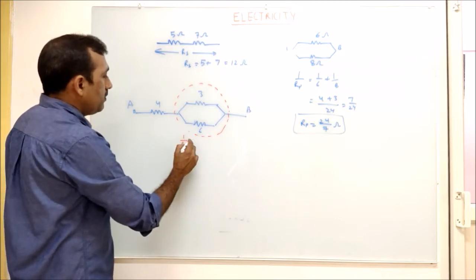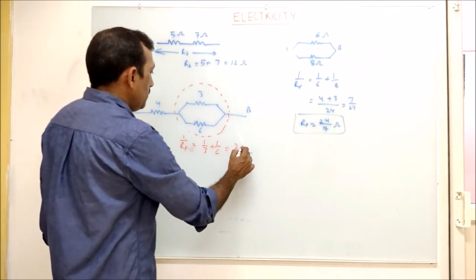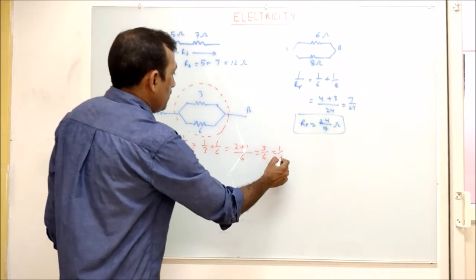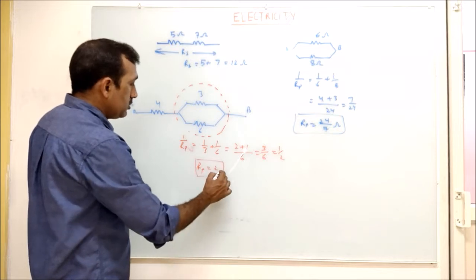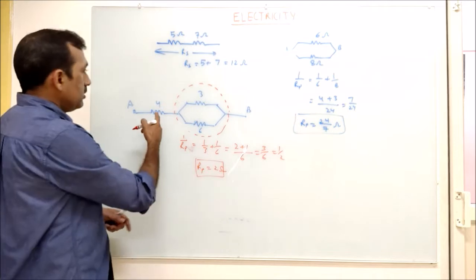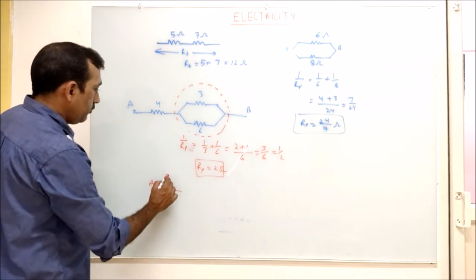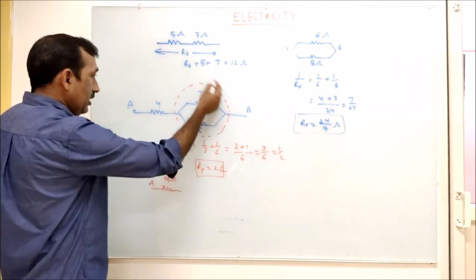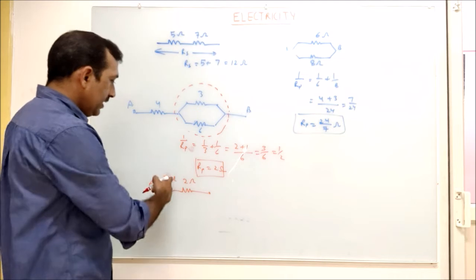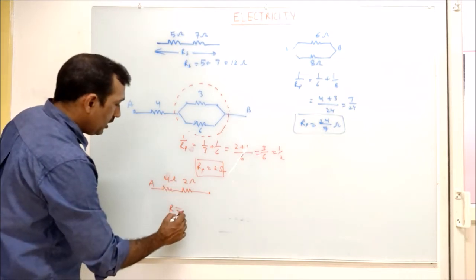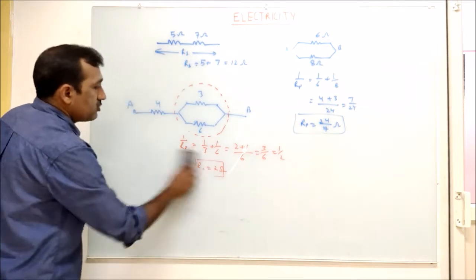So 1 by Rp equals 1 by 3 plus 1 by 6. LCM 6. This is 2 plus 1, 3 by 6, or 1 by 2. This is again 1 by Rp, so Rp is going to be 2 ohms. Now the circuit will become like this. This is point A, 4 ohms, and then in place of this I have already calculated 2 ohm. So now these two are in series. So total is 4 plus 2 equals 6 ohm, right? So this can be solved like this.